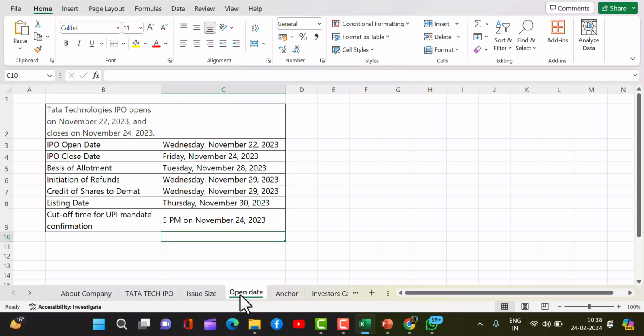So this company was not listed on the stock exchange so far. So now the shares will get listed on the stock exchange. Cut-off time for UPI mandate. So that means people are bidding, so they are going to pay through UPI. Okay, up to 5 lakh rupees, people like retail investors or non-NIIs can apply through UPI. So this is 5 p.m. This is given.